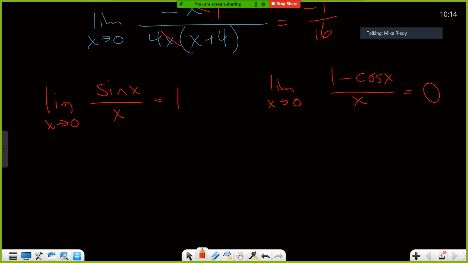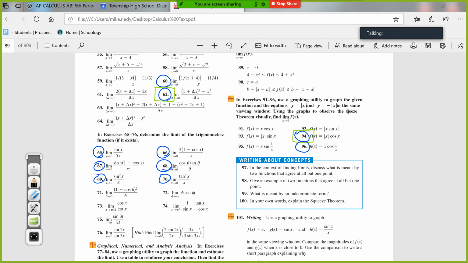All of those problems, the goal is to get one of these things in there because we know what they are. So for instance, if we look at 65, I can just move the 1/5 out in front because it doesn't matter. The limit of sine of x over x is 1, so we get 1/5 as an answer. That's an easy one. Something like 66, the 3 doesn't matter, so you get the 1 minus cosine over cosine. Going to get 0 there.